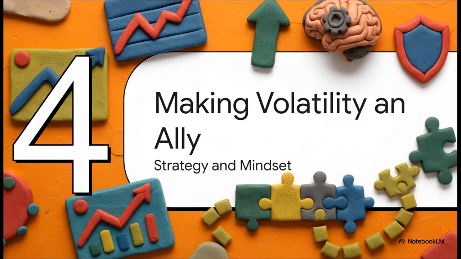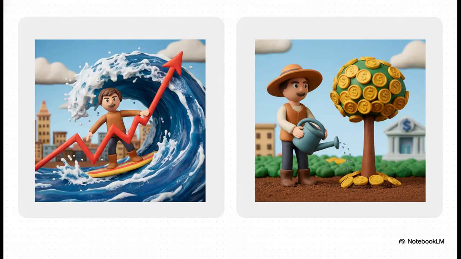Okay, this is where we bring it all home. We've defined volatility, we've looked at how it's measured, so now for the most important question: how can you make it work for you? How do you make it an ally instead of an enemy? Well, it all comes down to having a clear strategy and, just as importantly, the right mindset. You know, how you feel about volatility really depends on your goals. Some people, like active traders, are kind of like storm chasers. They actively seek out those big, volatile waves, hoping to ride them for a short-term profit.